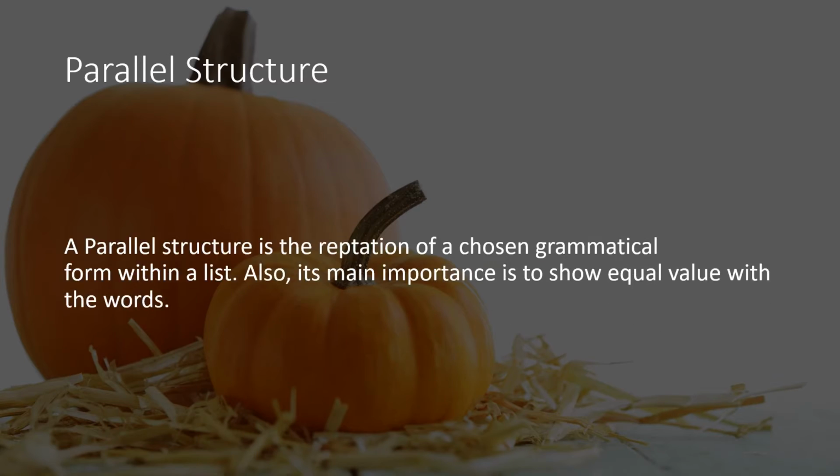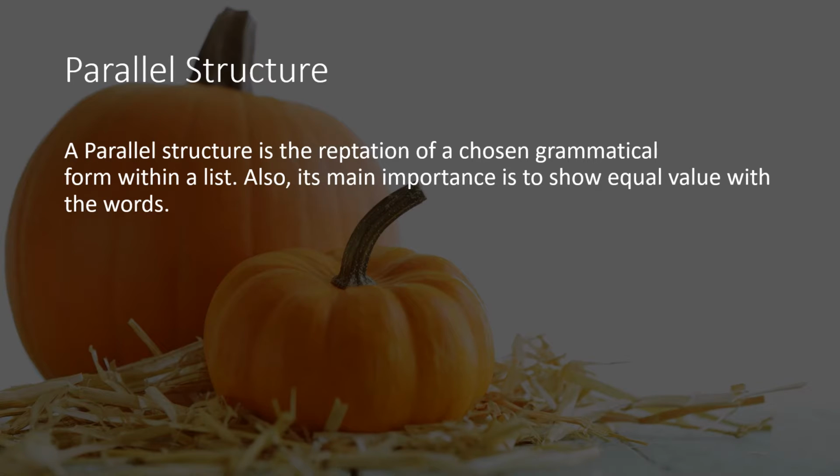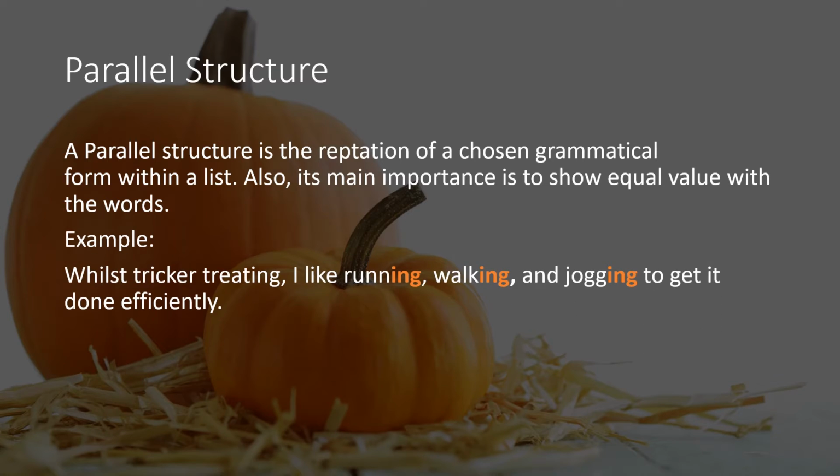Parallel structure. A parallel structure is a repetition of a chosen grammatical form within a list. Also, its main importance is to show equal value with the words. Here's an example. While trick-or-treating, I like running, walking, and jogging to get it done efficiently. The ing in the underlined sentence shows parallel structure because they're in the same grammatical form.